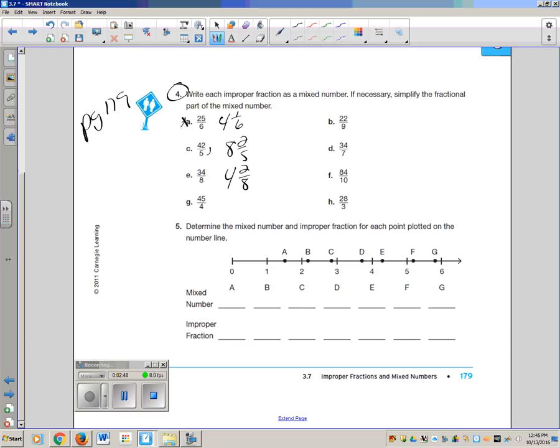And then G, 45 divided by 4. 4 goes into 45 11 times. That takes me up to 44. 1 left over. 4 stays the same. I want you to pause the video and try these, and then I'll write the answers for you.